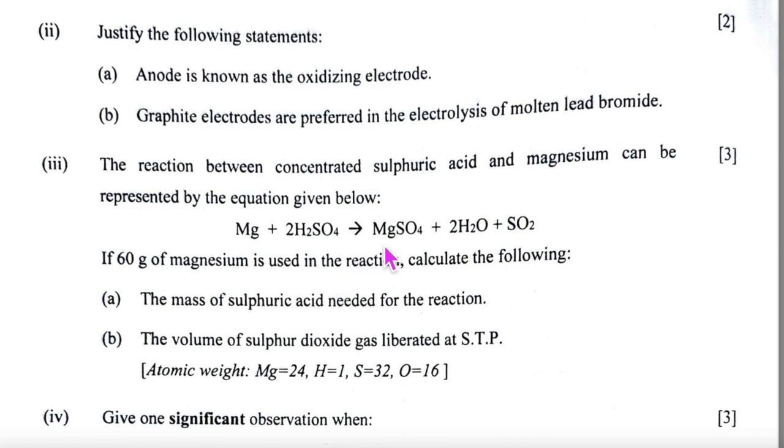Let us come to question number 2. Justify the following statements. A. Anode is known as oxidizing electrode. For this, what will you say?